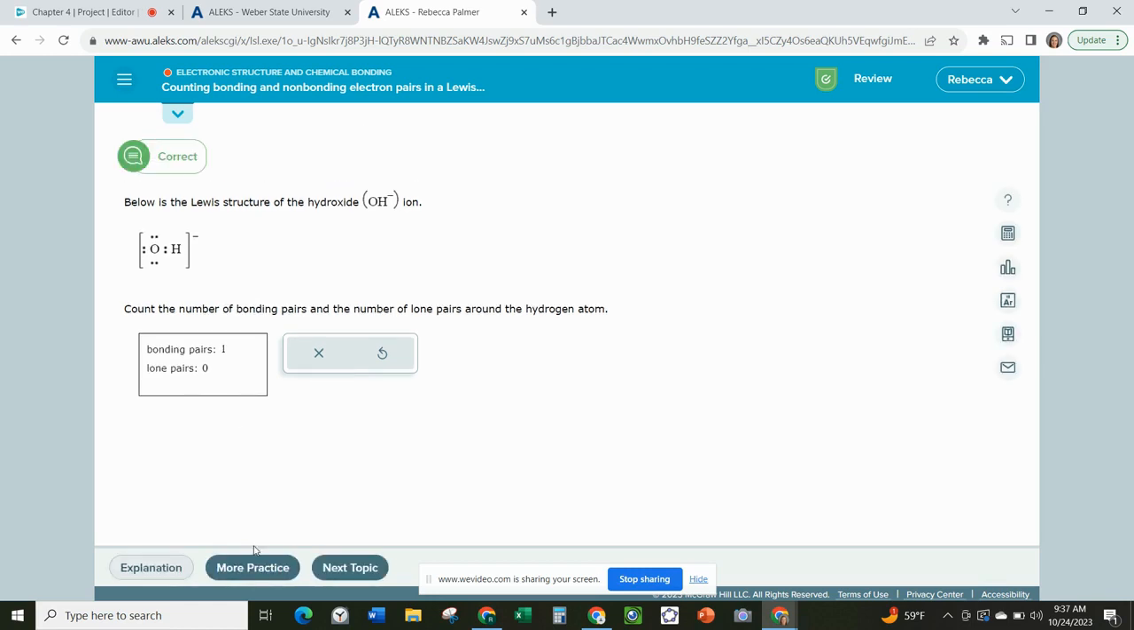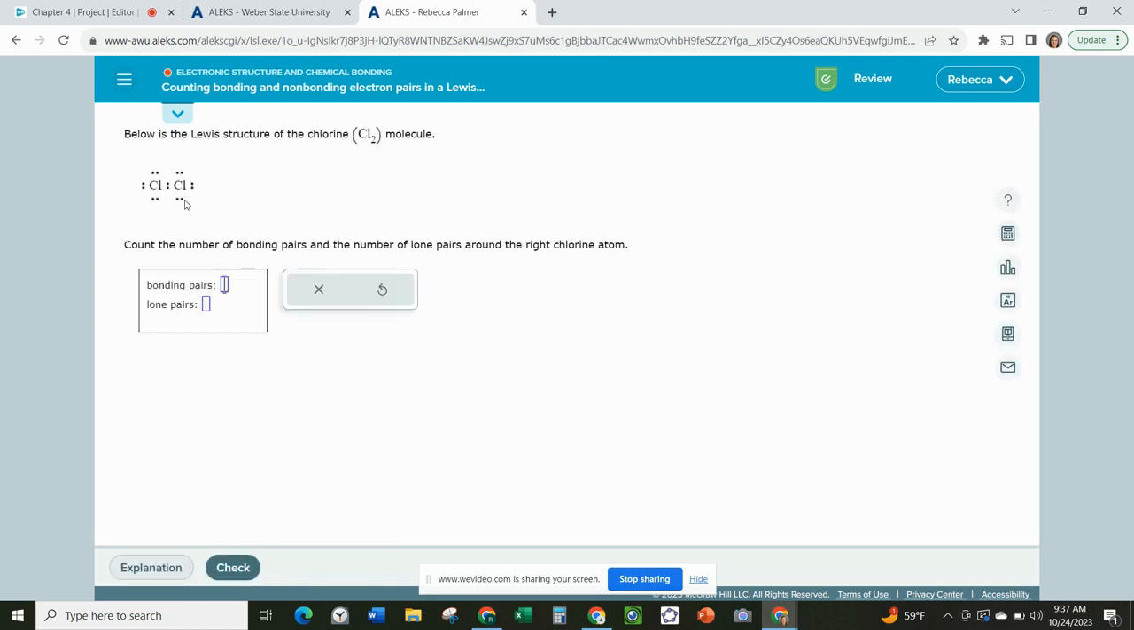Okay, let's do a couple more. Next example, our Lewis structure is the chlorine molecule. Count the number of bonding pairs and the number of lone pairs around the right chlorine. So we're only looking at this chlorine over here. If it's between the atoms, that's bonding. So this pair right here is bonding, so that's one bonding pair. And then lone pairs are the pairs around this right chlorine that aren't shared with the other chlorine. This one's not shared, this one's not shared, this one's not shared. So that's 1, 2, 3 lone pairs, non-bonding.